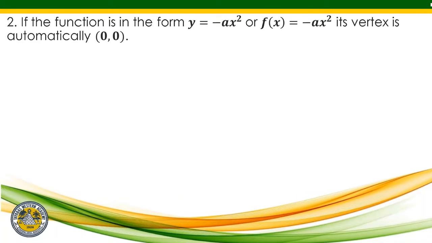Okay, next, if the function is in the form of y is equal to negative ax squared or f of x is equal to negative ax squared, its vertex is automatically 0 and 0. So, parehas lang yung number 1, ang pinagkaiba lang nila, kung mapapansin nyo, negative na yung a. So, ano ba yung magiging itsura ng ating parabola or graph kapag negative na yung a?